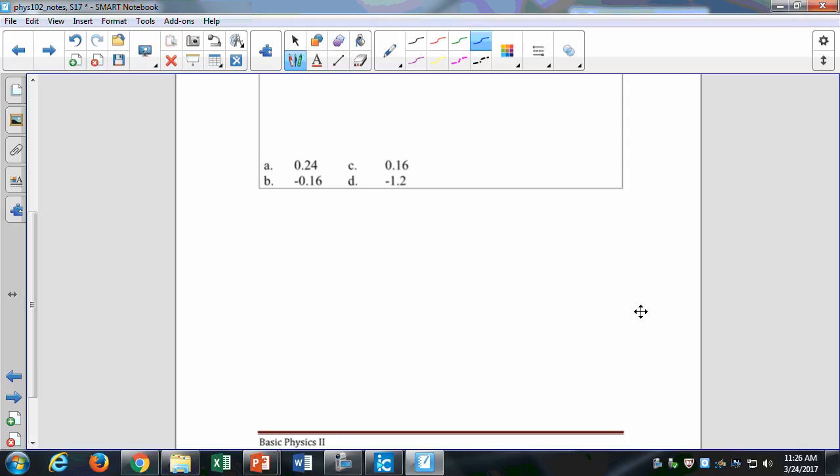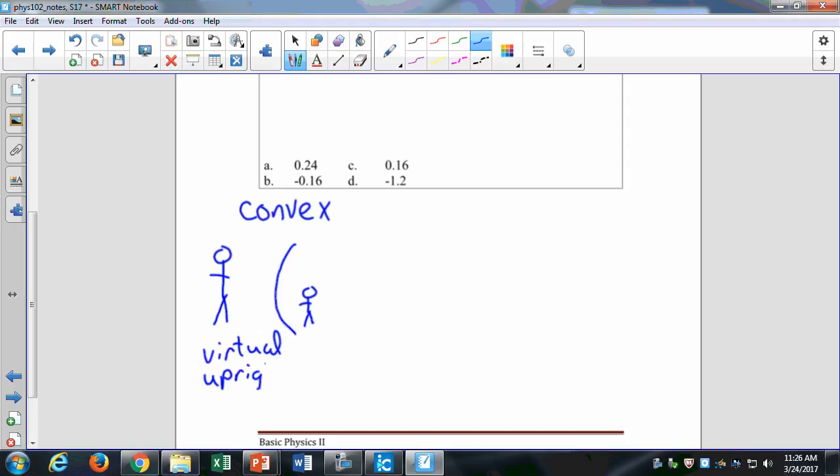So with convex mirrors, this is your mirror, this is your object. The image is always virtual. The image is always upright. The image is always smaller. It doesn't matter where you're standing. You're always going to be virtual, upright, and smaller. In fact, if you think about it, upright images are always virtual. Let me write that up here. Upright images are always virtual.